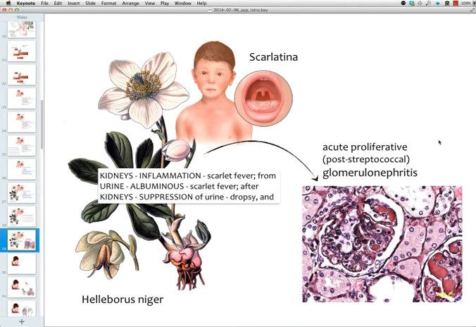We'll find that following scarlet fever or other strep infections, we can see, not often, rarely, but occasionally, and often enough to be concerned about, acute proliferative glomerular nephritis, sometimes called poststreptococcal glomerular nephritis. This is sometimes a self-limited condition. It goes away on its own after a period of time, but sometimes can lead to lasting and permanent damage to the kidneys.